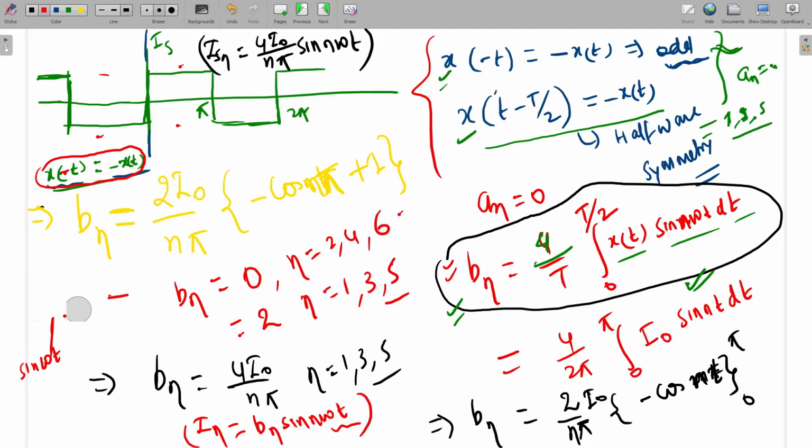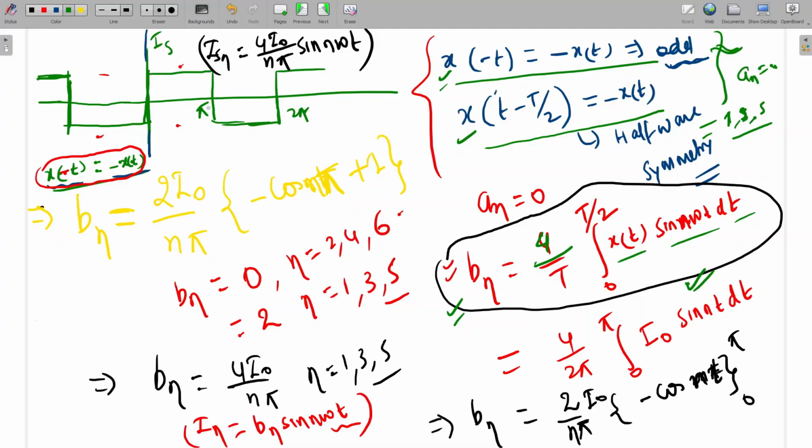So when in any signal, if we observe this kind of thing, then we can say that this is an odd signal. And half wave means what? x(t minus T by 2). So T by 2 is pi. If we are doing this one, what will happen? The signal will be minus of that.